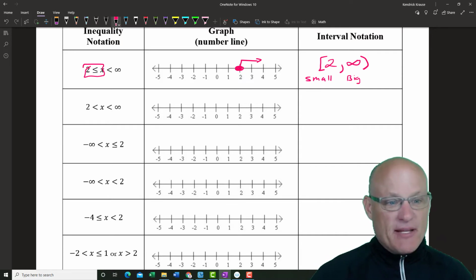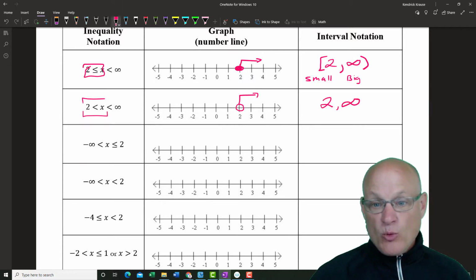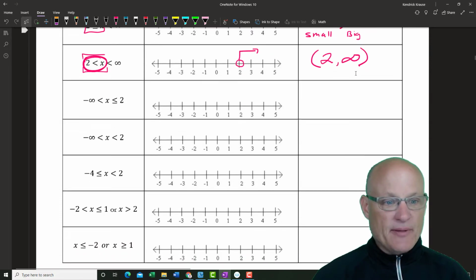All right, so this is going to be basically the same thing, except now it's not equal to. So it's an open circle now at 2, arrow going to the right. And if I did that in interval notation, small number, comma, big number, we can never reach infinity. So anytime you draw an infinity or write an infinity, you have to have a parenthesis. But since it does not have an equal to here, I put a parenthesis. Can't equal that.